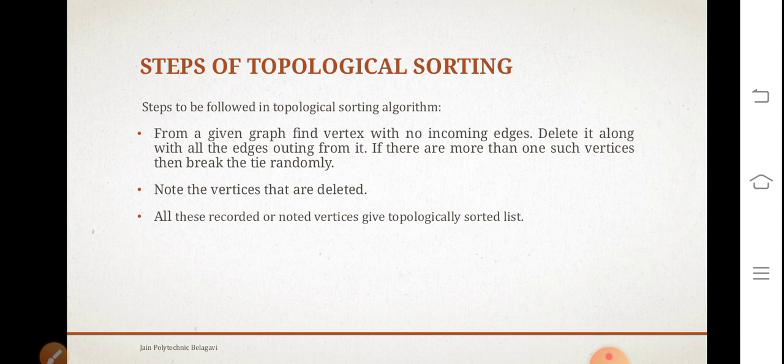What is that? From a given digraph, find a vertex with no incoming edges, delete it along with all edges going out from it. If there is more than one such vertex, then break the tie randomly. Note the vertices that are deleted. We have to keep a record of that. All these recorded vertices give the topological sorted list. We have to verify that. That is about the steps of topological sorting.